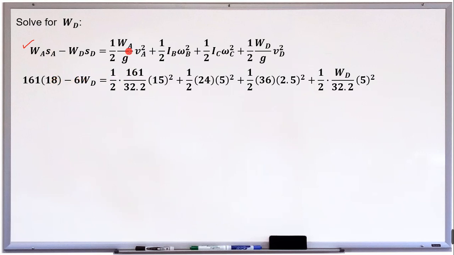Then equal to 1/2, the weight of A is 161 over the Earth's acceleration due to gravity. Then the velocity of A, the final velocity of A to be specific, is equal to 15 FPS, so 15 squared plus 1/2.